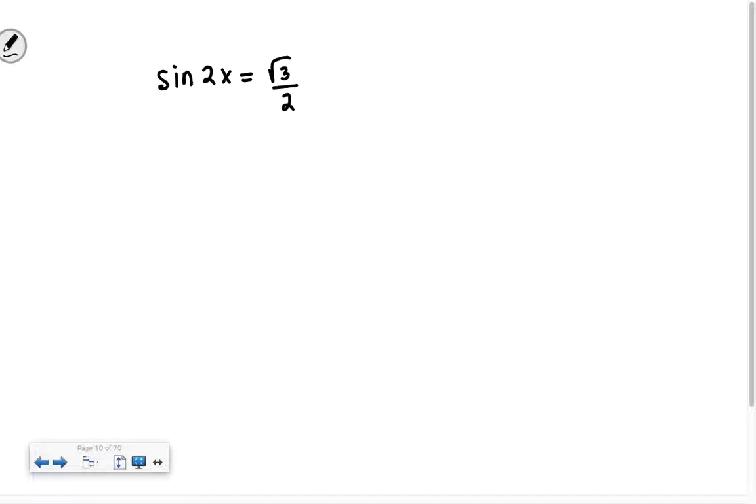All right, this involves what we call a w substitution. So what we're going to do is let w equal 2x, and we're going to find it on the interval, instead of 0 to 2 pi, from 0 to 4 pi. We're going to double the interval. So what we're thinking of is, when is sine of w equal to root 3 over 2?